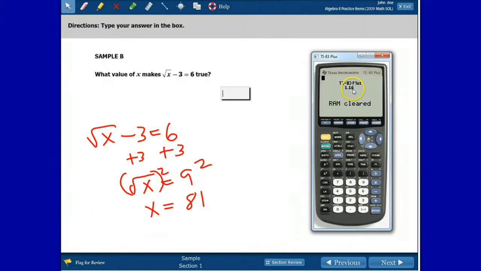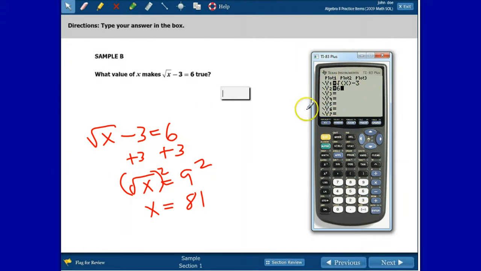Okay? If you were doing it by calculator, let me stop for a second and I will bring that up. Hold on a second. Okay, so if I were doing the calculator part, I would go to my y equals. I would type in the square root of x. Now remember that you want to close that, because otherwise the square root on the calculator will keep extending over the minus 3, and we don't want that. Minus 3. And then I'm going to put down 6, and I'm going to find the intersection.